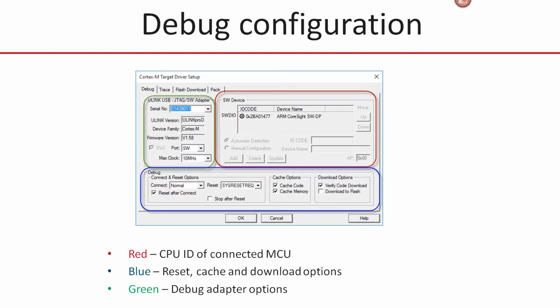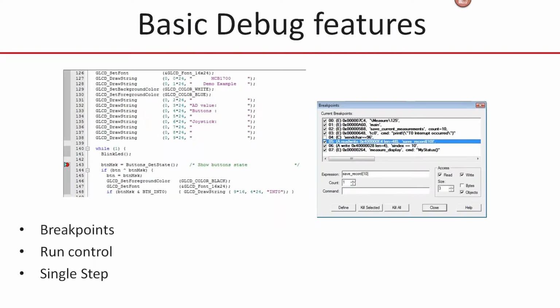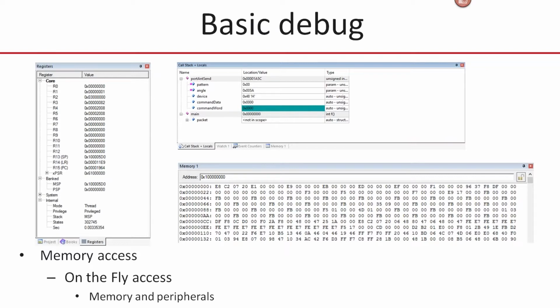Once we have these settings, we have a fully featured debugger. So here we have run control, we can set breakpoints, we can single step through the code. And we can also look at memory as well. So we've got memory view windows, we've got watch windows, and we can look at the registers inside the chip. So all the sorts of things you'd expect from a basic level of debug.